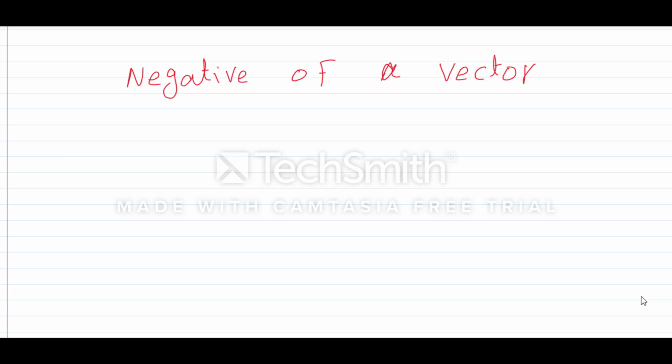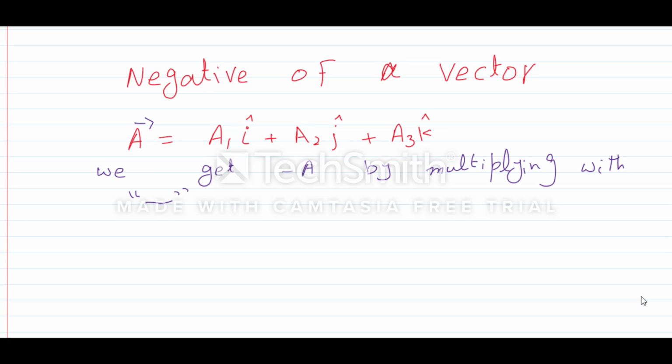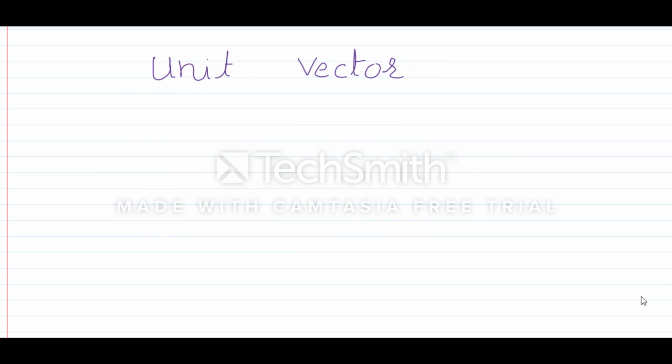Our next definition is negative of a vector. A vector A which is equal to a1i plus a2j plus a3k, we can get its negative vector by multiplying each component of vector A with negative sign. So minus A is equal to minus a1i minus a2j minus a3k.